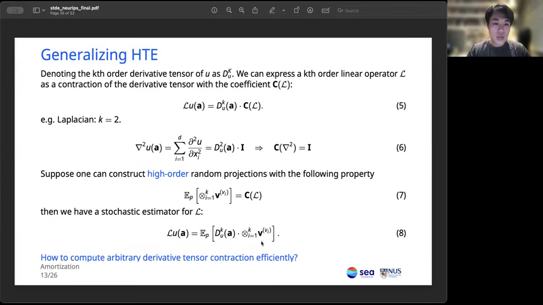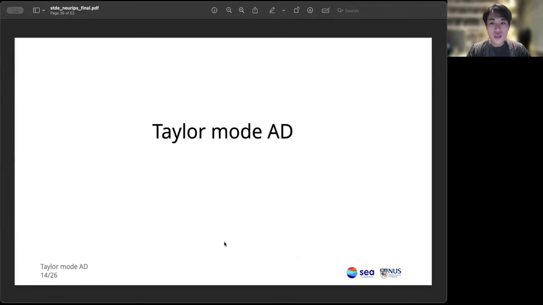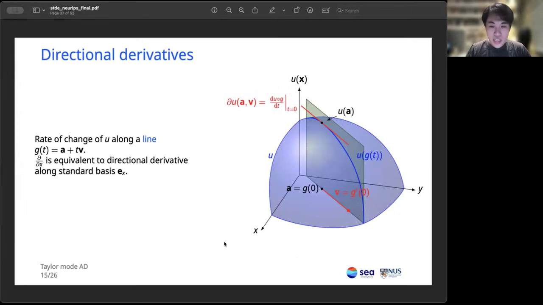We will come up with a way to compute this equation A, specifically what's inside the expectation, without actually computing the full derivative tensor dk of U. In order to do that, we need to use Taylor mode AD. So let's recap a key concept, that is the directional derivative.